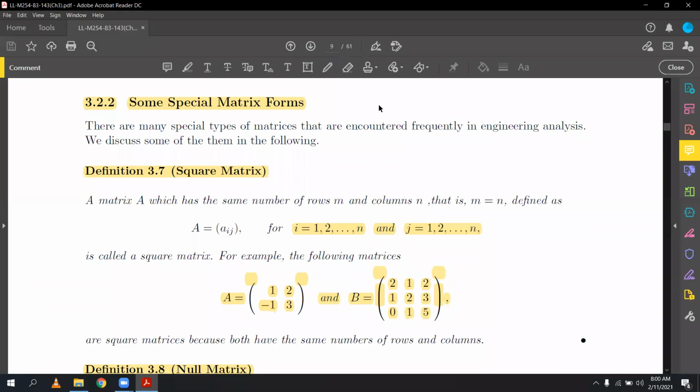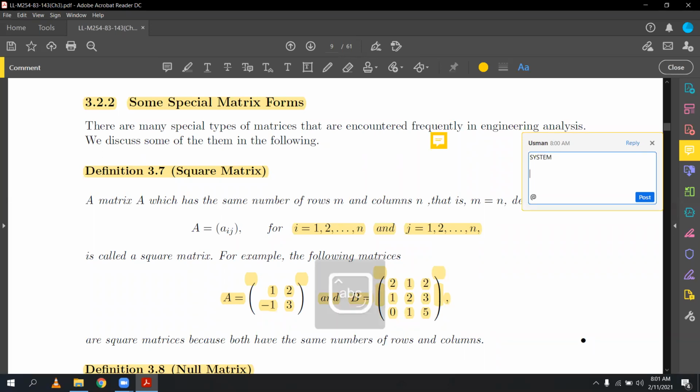Okay, we are doing chapter number 3, system of linear equations, and I discuss the basics of that system, what we consider our system. I just give you a quick review about the system. First, our system should have one solution. Linear. The number of equations is the same as the number of unknowns. First, it is linear.